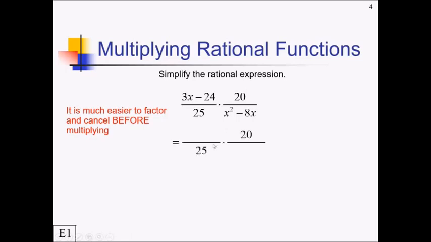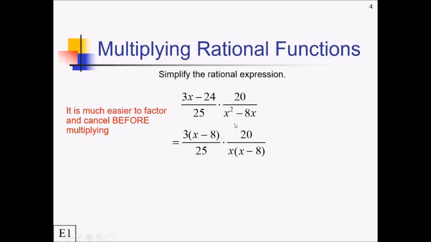Alright, so just rewriting the stuff I don't need to factor. The 20 and the 25 obviously are good to go. The 3x minus 24, we can take out a 3. That leaves us with x minus 8. And then for the x squared minus 8x, we have a common factor of x that we can take out of that, leaving us with x minus 8. Okay, so what can we cancel here?